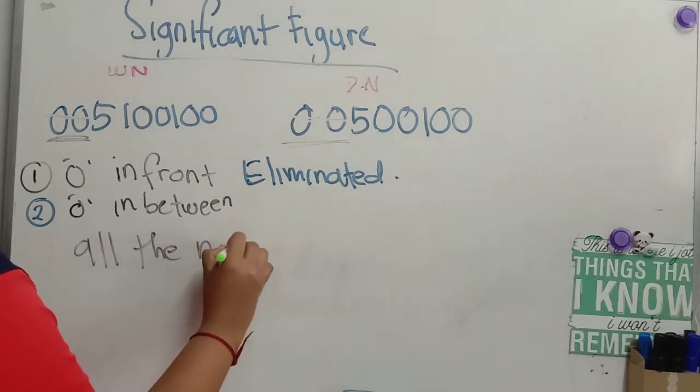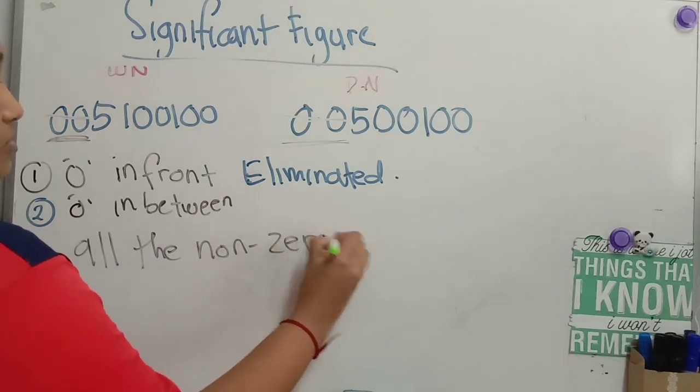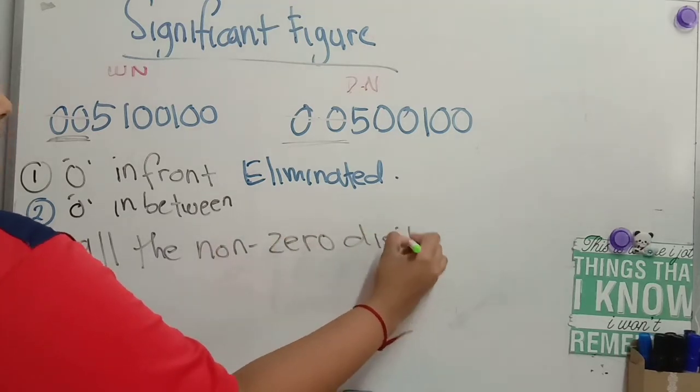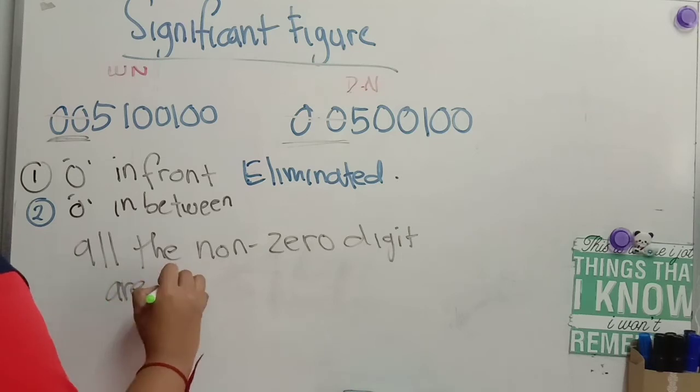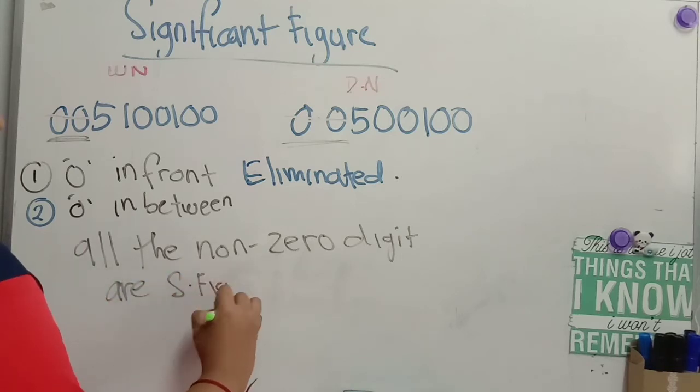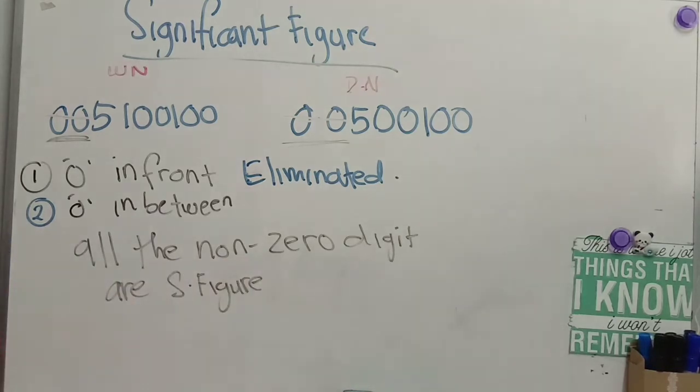So we only focus on zero. We will not focus on any other number which is not zero. Non-zero digits are significant figures. All the numbers which are not zero, meaning the numbers from 1 to 9, are significant figures.